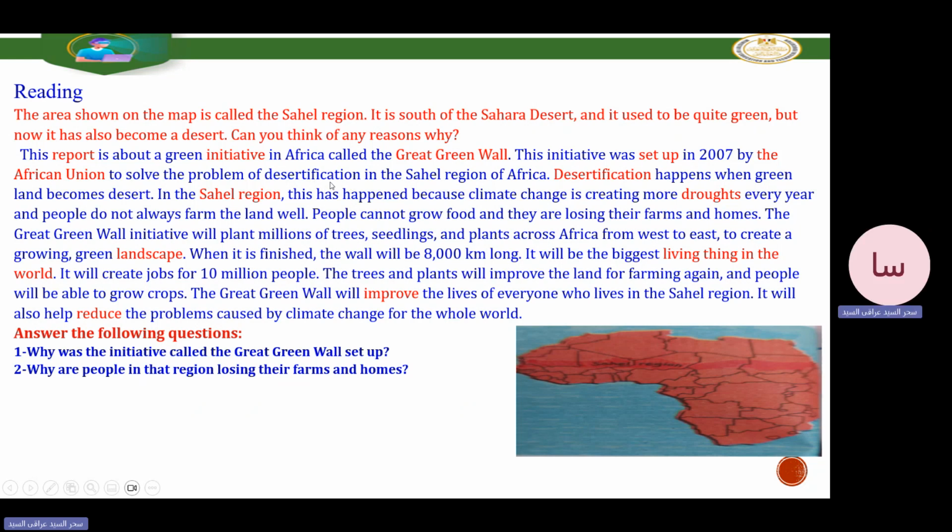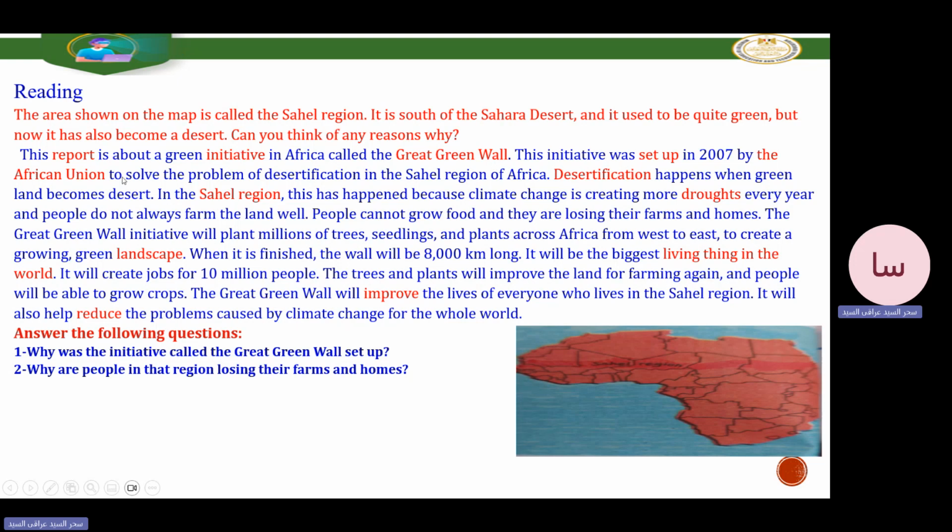What do you mean by desertification? We had it in our last session. Yes, the green land becomes a desert. In the Sahel region in Africa, desertification happens when green land becomes a desert. In the Sahel region, this has happened because climate change is creating more droughts every year. What do you mean by droughts? We had it in the last session as well. Okay, we don't have much rain.